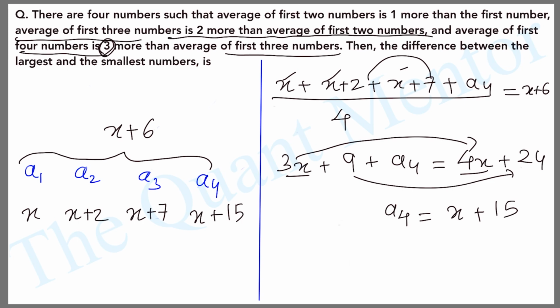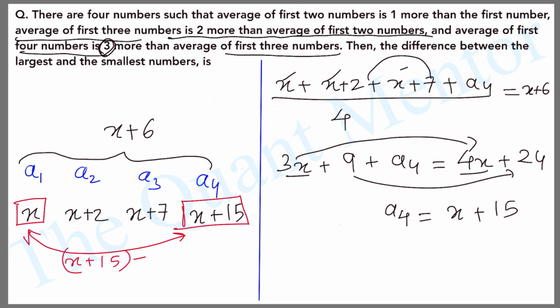And that's all we need to answer our question. We now need the difference of the largest and the smallest numbers. The smallest number is X and the largest number is X plus 15. You can subtract X plus 15 minus X to get the answer. X plus 15 minus X is your answer, 15.